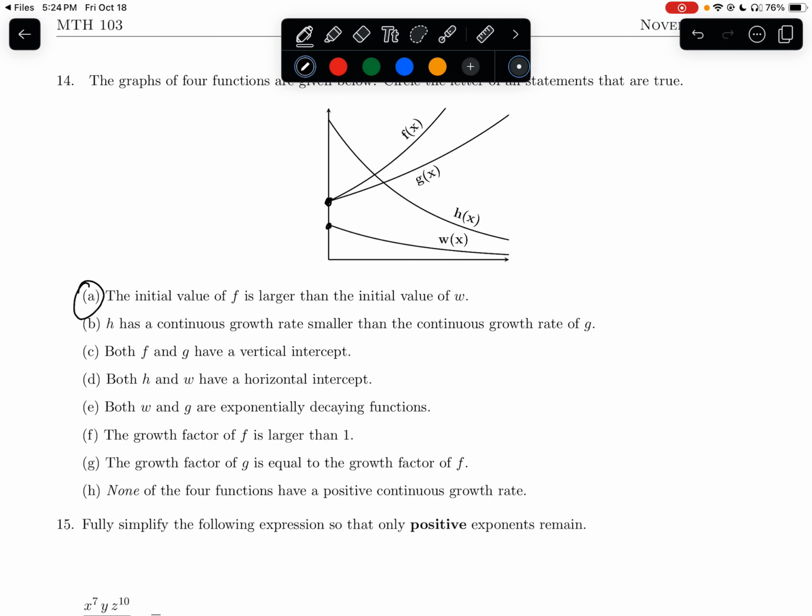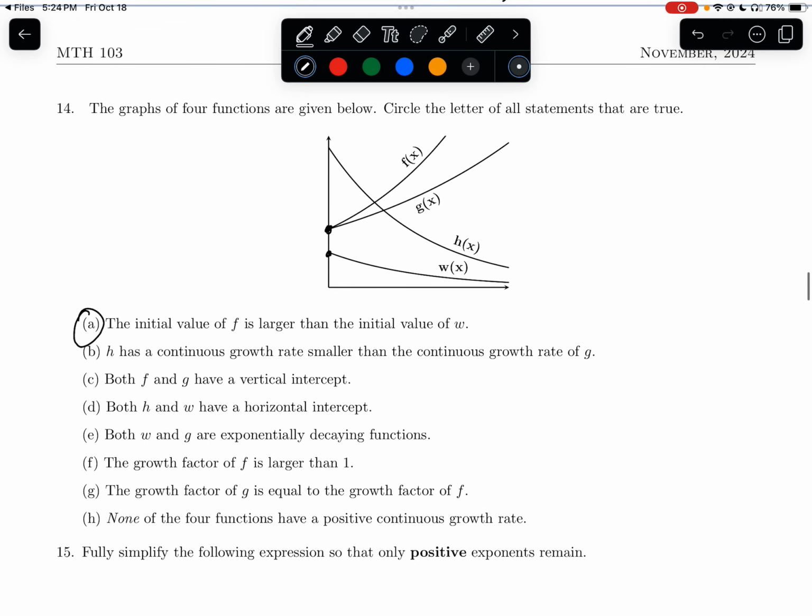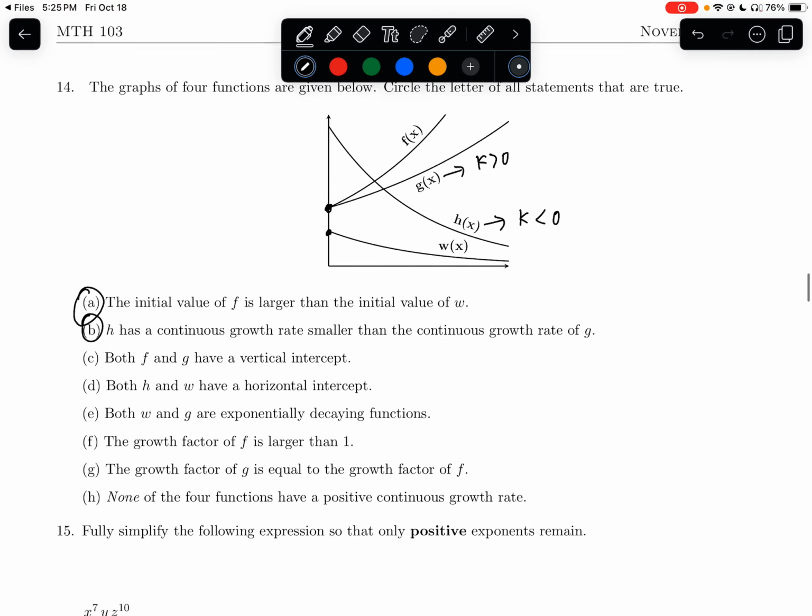h has a continuous growth rate smaller than the continuous growth rate of g. Well, h is a decreasing function, so its continuous growth rate, and indeed its normal growth rate, have to be less than 0. But g is increasing, which means that k has to be greater than 0. And so even though we can't compare them any more than this, we can say that this is true because the one for h is negative and the one for k is positive, so of course it's smaller.